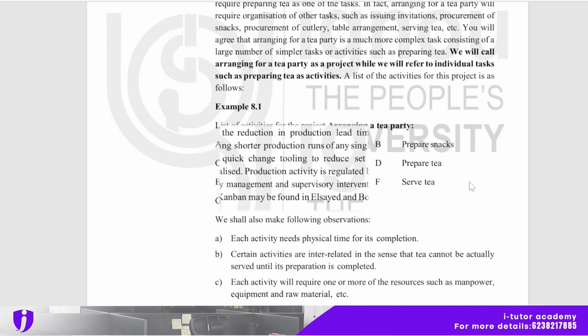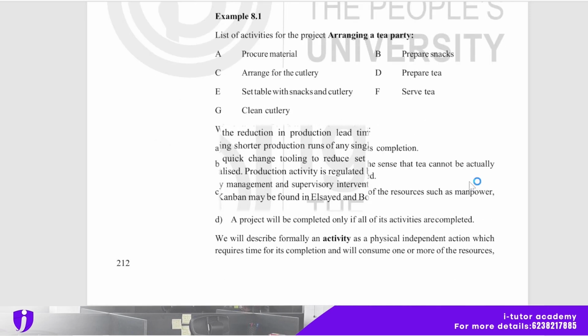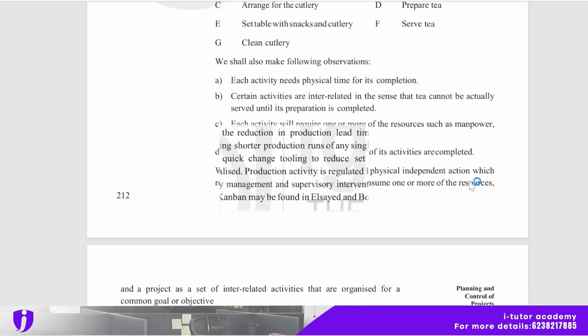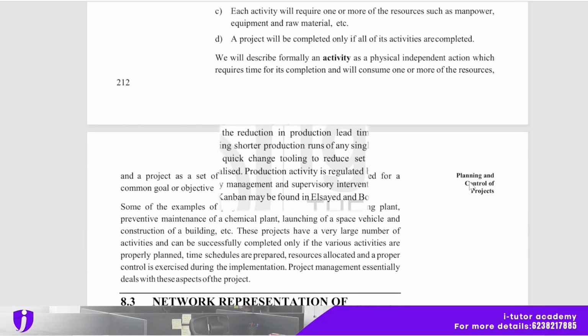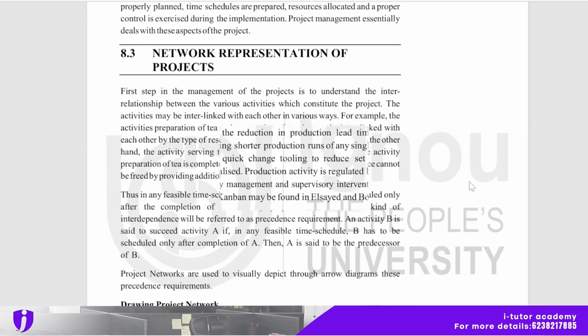So here is an example: procure material, arrangement of cutlery and prepare snacks, prepare tea, serve tea, set a table with the snacks and cutlery, clean cutlery, etc. Right. Those are the activities in this project, where the tea party is the project. And then there is an observation part in that project, right? So this is an example of what a project is. And next is network representation of project.